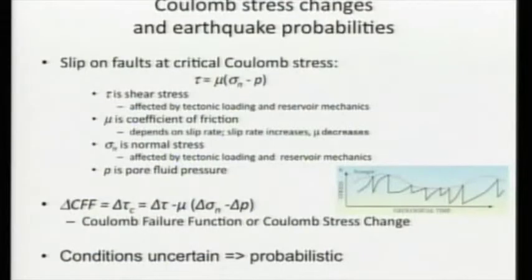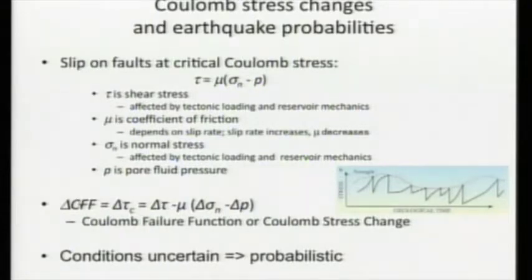The way we talk about this is in terms of a quantity called the Coulomb stress, and we imagine that we have slip on faults when this Coulomb stress reaches a critical value. On the left side of this equation, we have the shear stress, which is caused by loading of the fault. On the right side of the equation, we have the strength of the fault. The parameters that control the strength of the fault are the coefficient of friction, which we heard about earlier this morning, the normal stress acting on the fault, and finally the pore fluid pressure. If you put more normal stress on the fault, you make it stronger. If you increase pore fluid pressure, you weaken the fault.